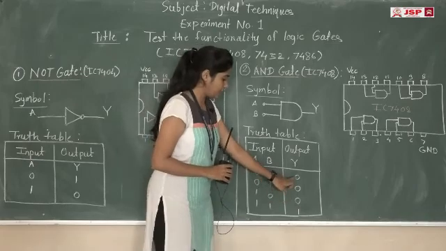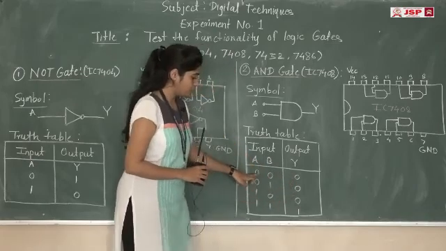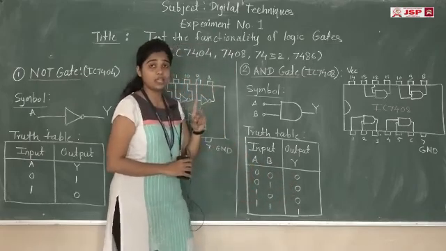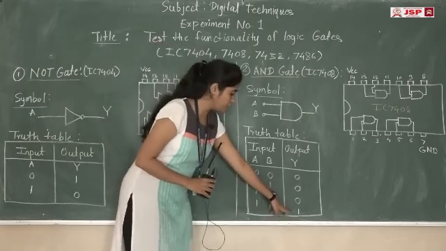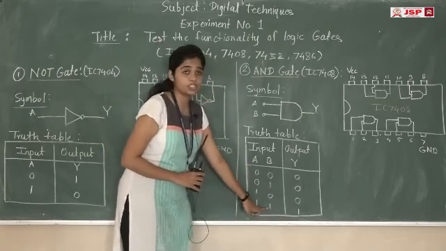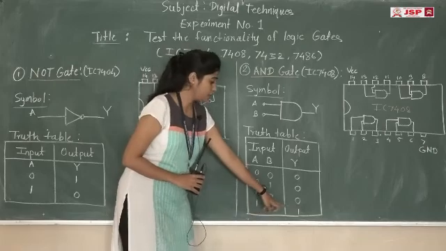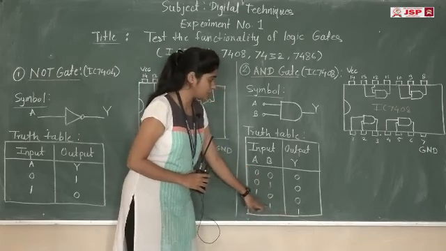In the AND gate, we get 0 when even a single input is 0. We get 1 only when both inputs are high, that is 1. We get high output when both inputs are 1.